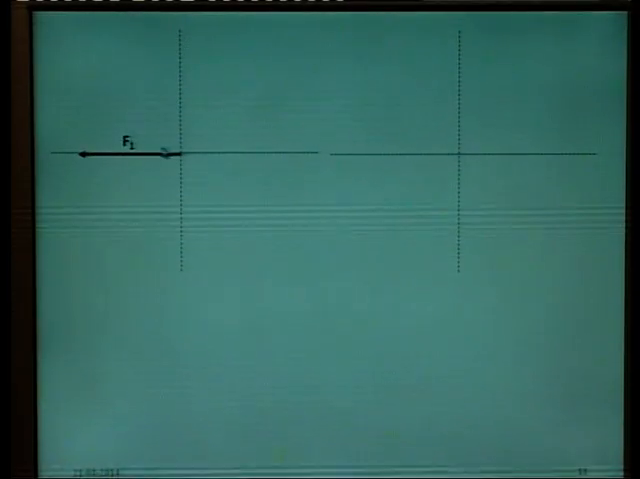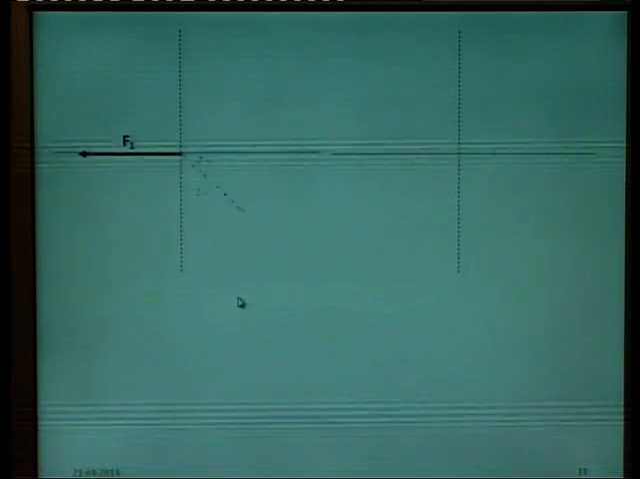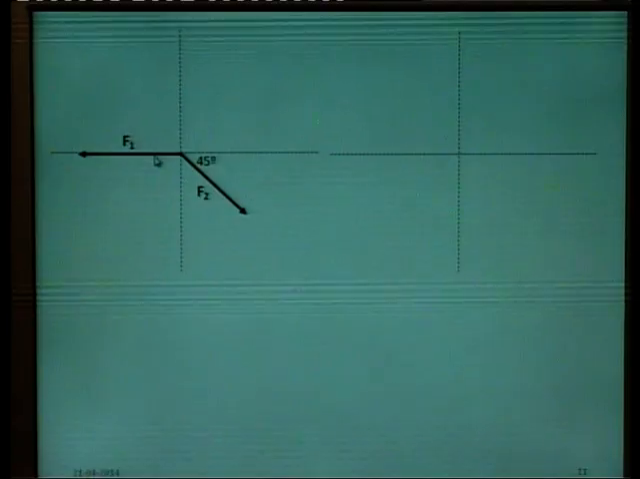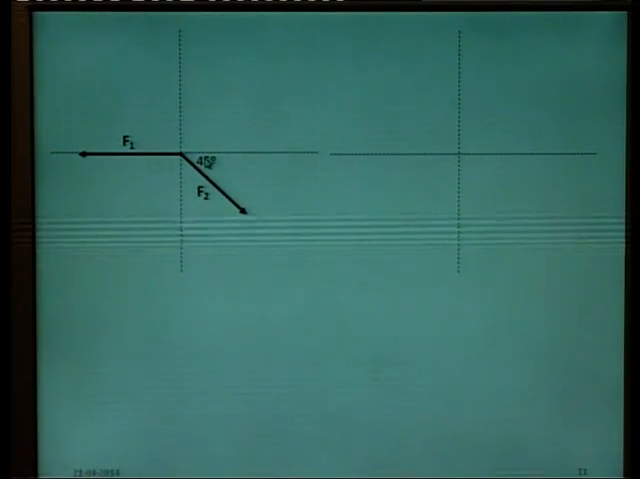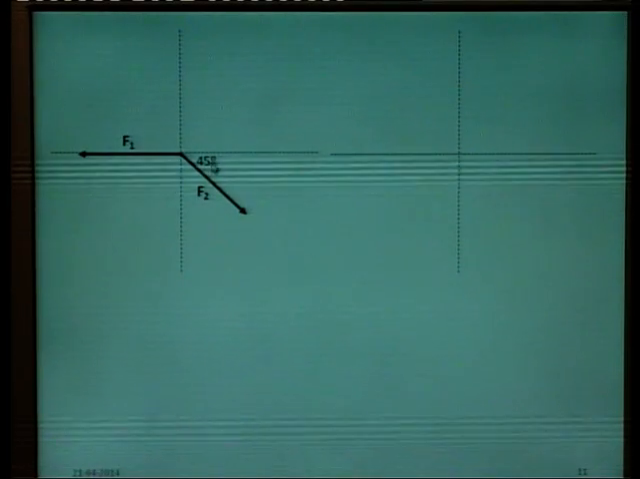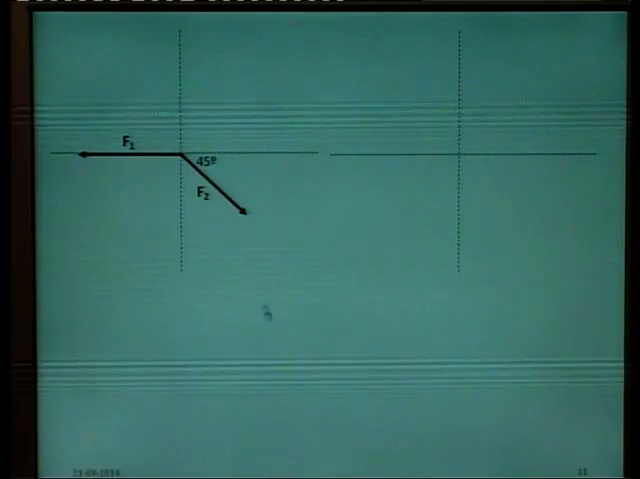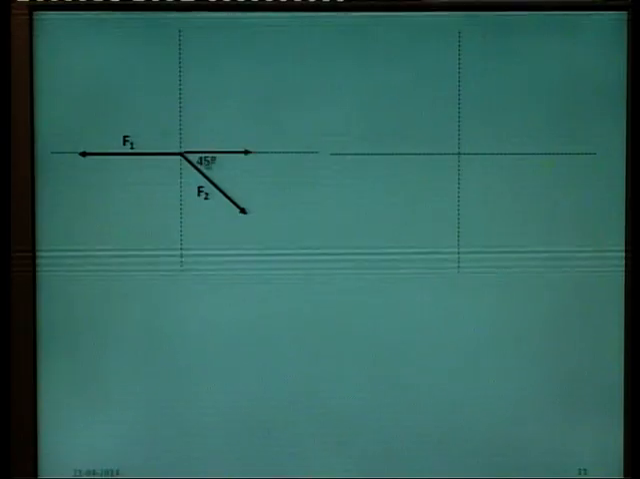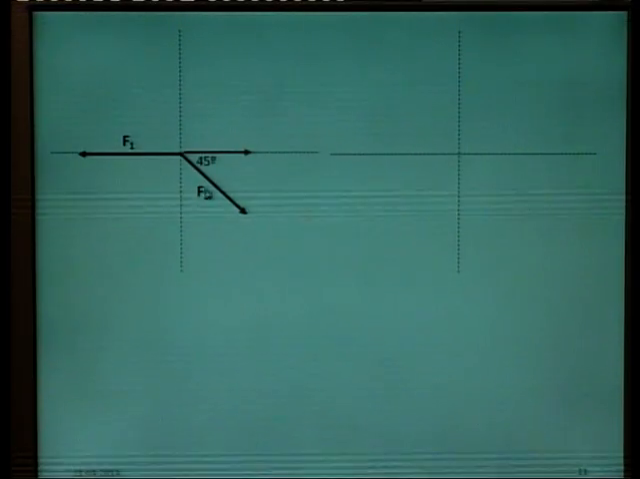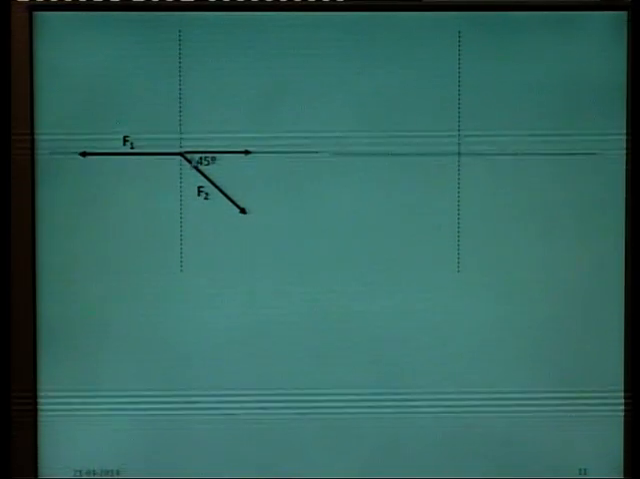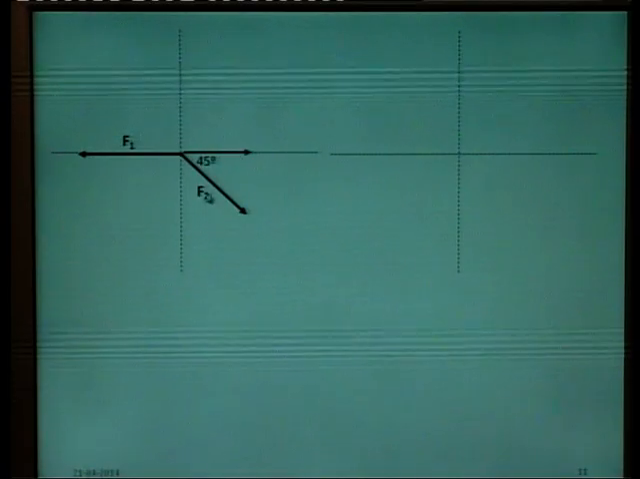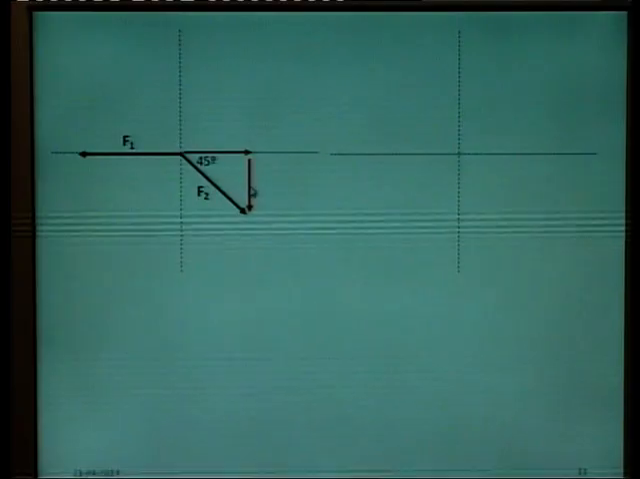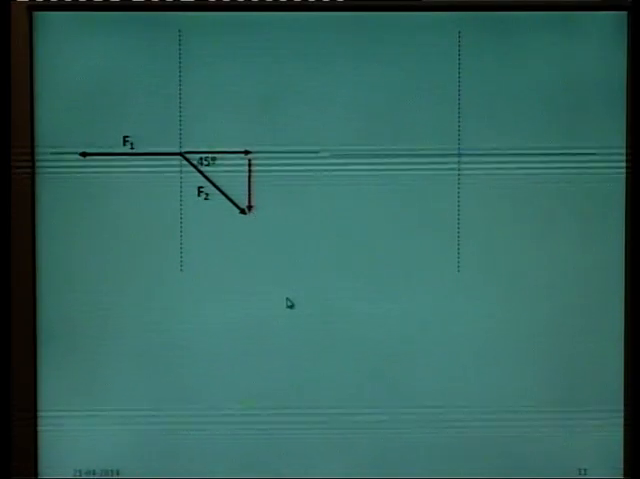This is the F1 force, this is your F2 force. As I told you this angle is 135, so this angle will be 45. We are going to make components of F2, one component in this direction with the red line, this is the base divided by hypotenuse is cos theta. So, this component is equal to F2 cos 45. This component will be F2 sin 45.